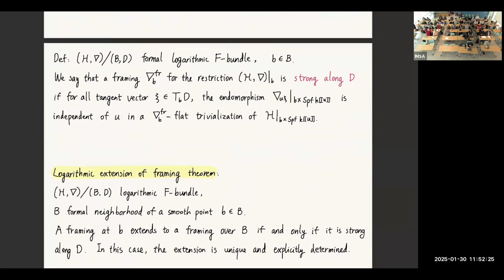And then we can show that in the logarithmic case, when we have framing already at one point, this framing extends to a formal neighborhood if and only if it is strong along D. And in this case, the extension is also unique and explicitly determined. So we can show that the extension is always unique, but the existence needs this condition about independence in the D direction.